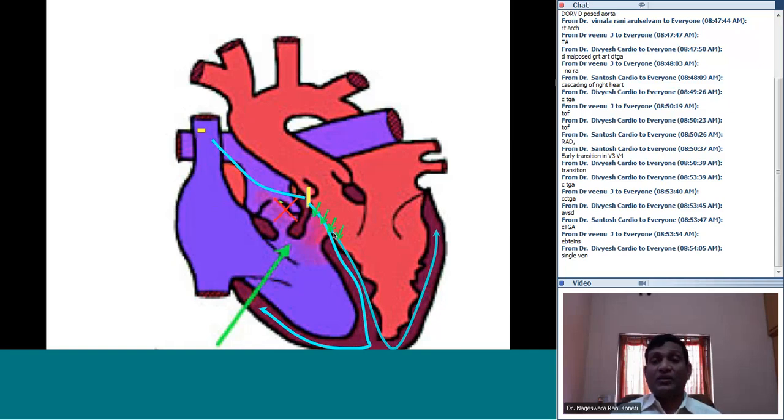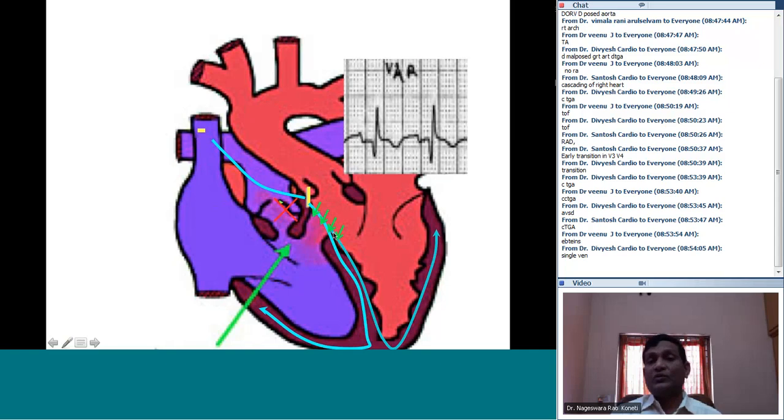So this is what you see: a QF supposed to be present in V5, V6 is absent, and it is seen usually in V3R, V4R and V1. These are nothing but a septal QF, which, if you see in case of right-sided lead, suggests it is a corrected TGA.